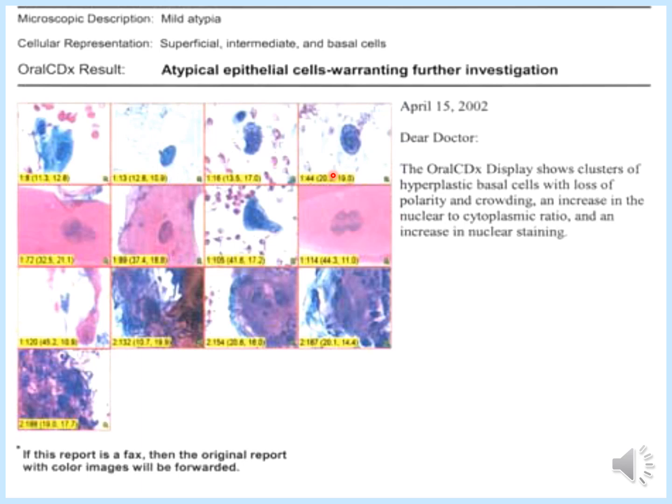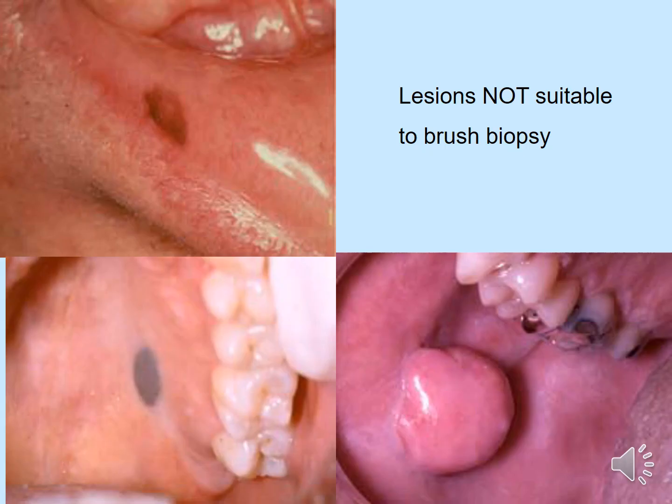Okay, our success as dental surgeons in the management and awareness of oral cancer is to be able to detect cancer early, not to detect cancer late, and that can only be done if we keep an eye of suspicion on oral lesions and do brush biopsies to be able to identify if there are any atypical changes taking place. Okay, all right, so this is basically oral CDX.